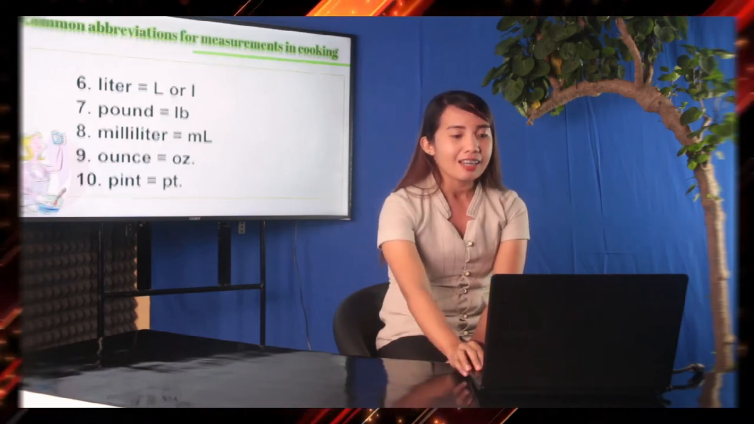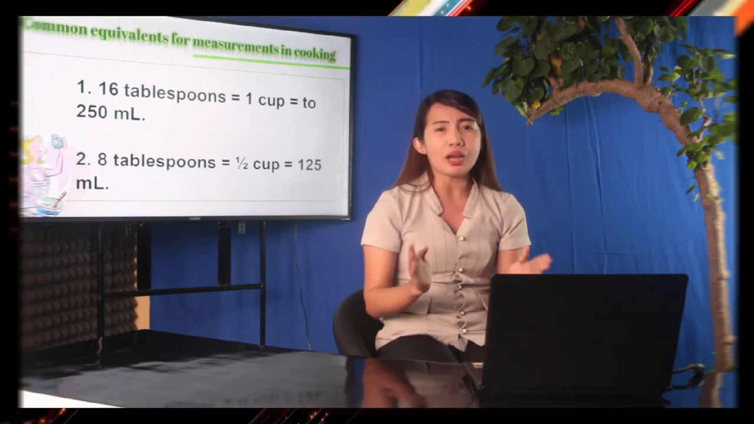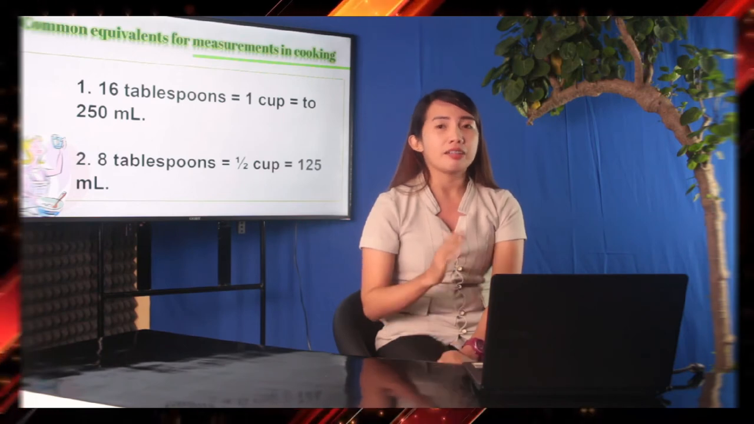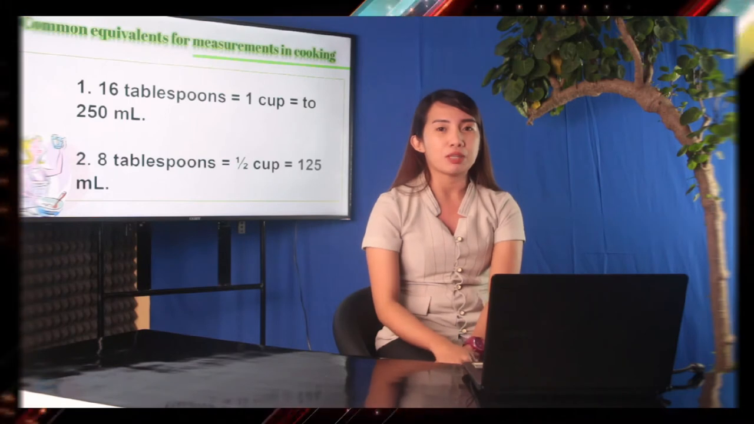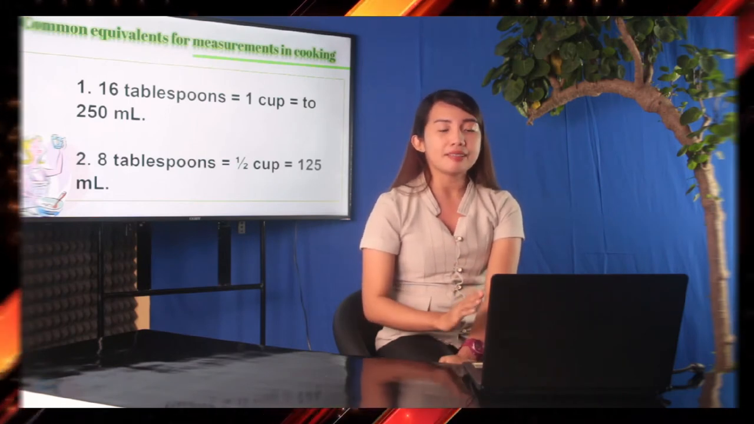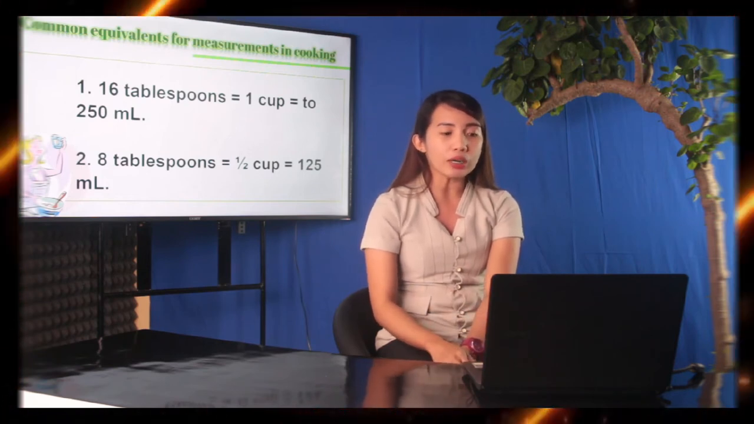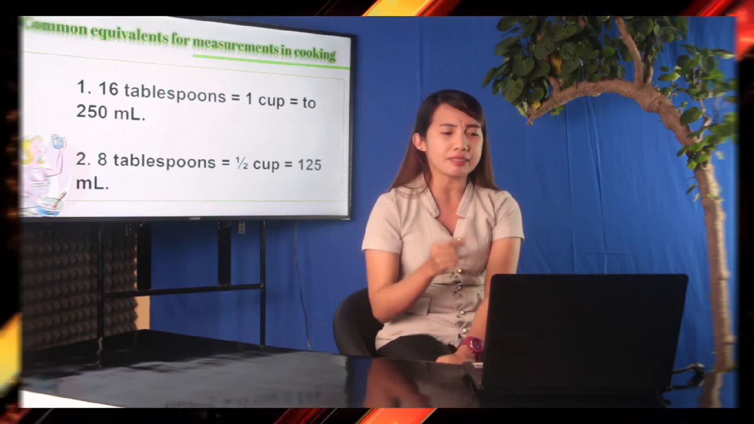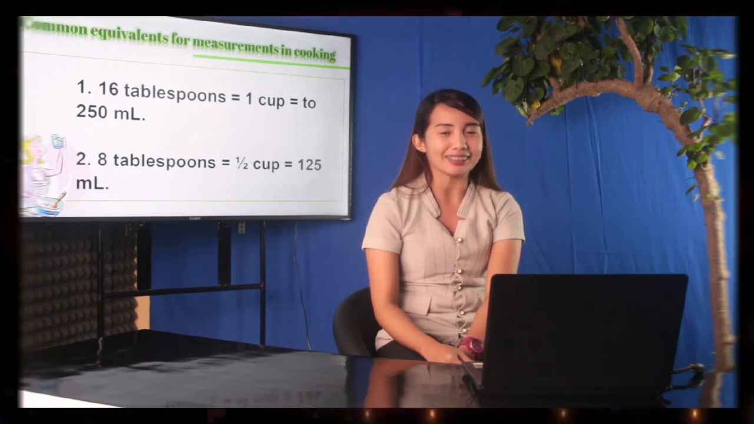Next is the common equivalence for measurements in cooking. So when do we use this equivalence for measurements? Especially if we don't have the availability of a particular measuring tool. For example, we have number one, 16 tablespoons. You may use 1 cup or 250 ml. So instead of using 16 tablespoons, you can just use 1 cup.